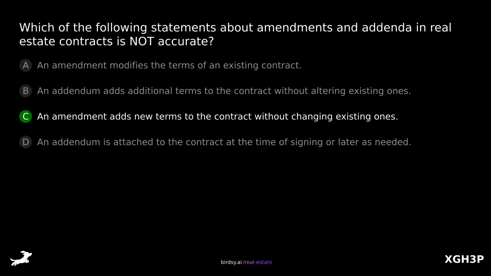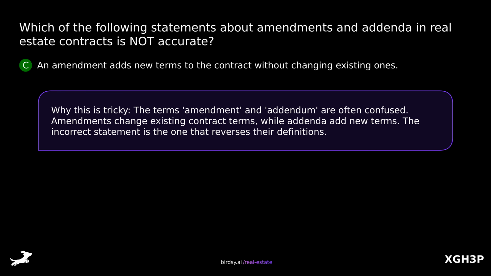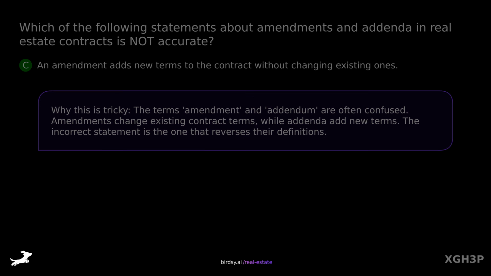The correct answer is C. An amendment adds new terms to the contract without changing existing ones. Why this is tricky: the terms amendment and addendum are often confused. Amendments change existing contract terms, while addenda add new terms. The incorrect statement is the one that reverses their definitions.